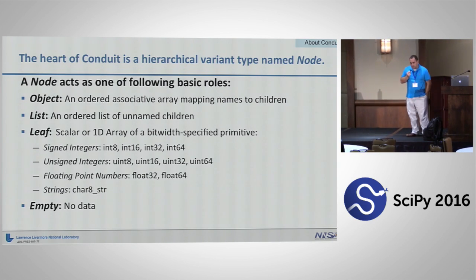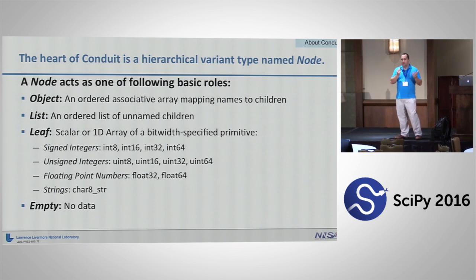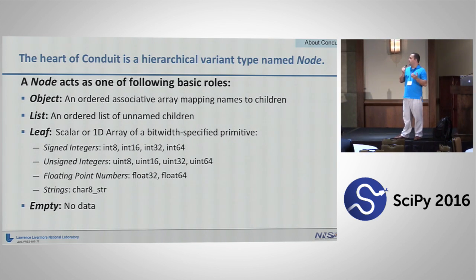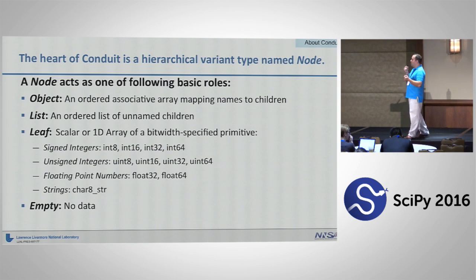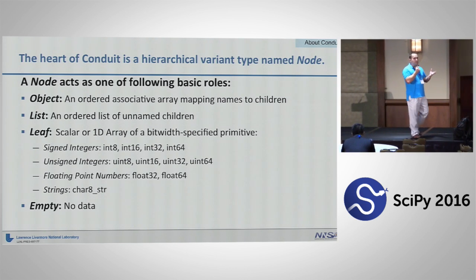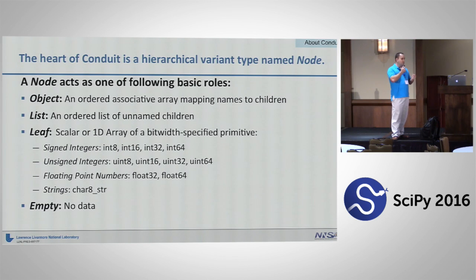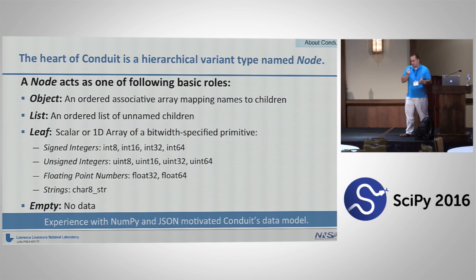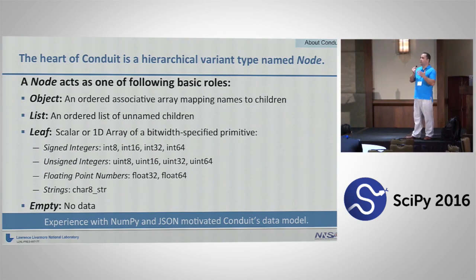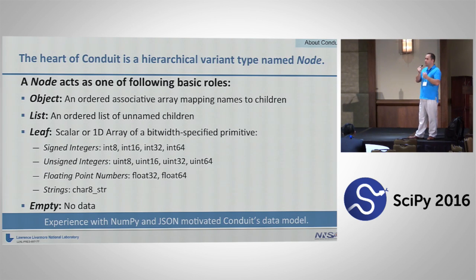So the main actor in Conduit is this thing called a node, which if you look at it, you can see what motivated this. But it can be one of four things. It can be an object, so it can have children with names. It can be a list. It can have children without names that are ordered. Or it can be a leaf, and these are explicit NumPy style arrays. Or it could be empty. It could be nothing yet. And experience with NumPy and experience with JSON really created this idea about how things could be easier if we could use these things, but with some tweaks on them that we need for HPC.